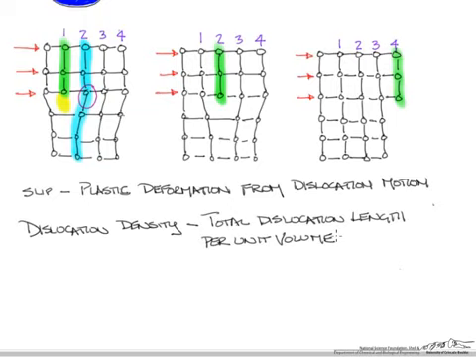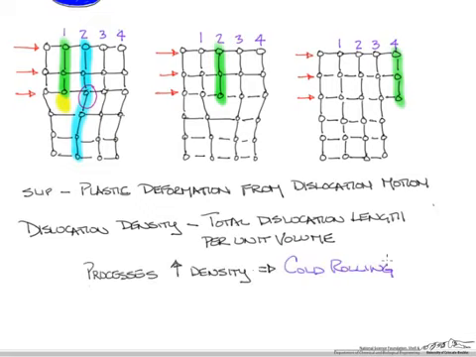What you'll find is that different types of processing we do will increase our dislocation density. For instance, processes that can increase your dislocation density include cold rolling. Another process that may increase your dislocation density is cold forging. In these cases, we're assuming that our material is below its recrystallization temperature. So cold rolling and cold forging are examples of processes below recrystallization.